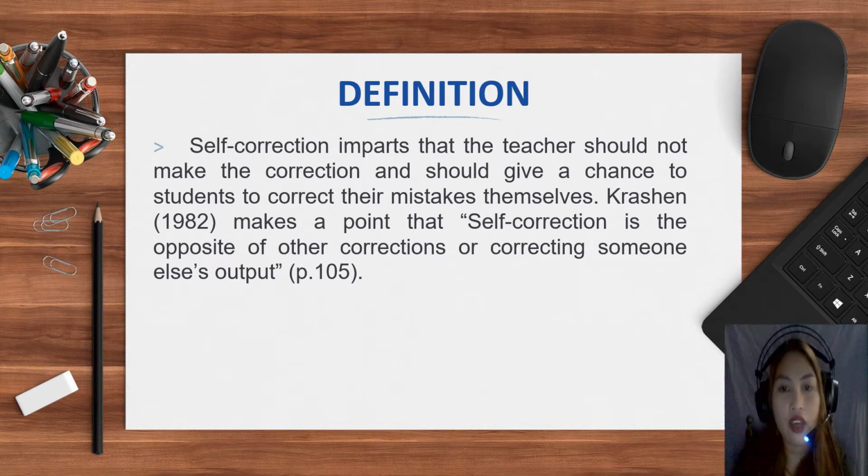Additionally, Krashen in 1982 makes a point that self-correction is different from or opposite of other corrections like peer correction because self-correction is considered as indirect feedback wherein they will discern the correct and appropriate form by themselves. Unlike peer correction, which is direct feedback, where they will directly get the opinion and suggestion of their classmates.